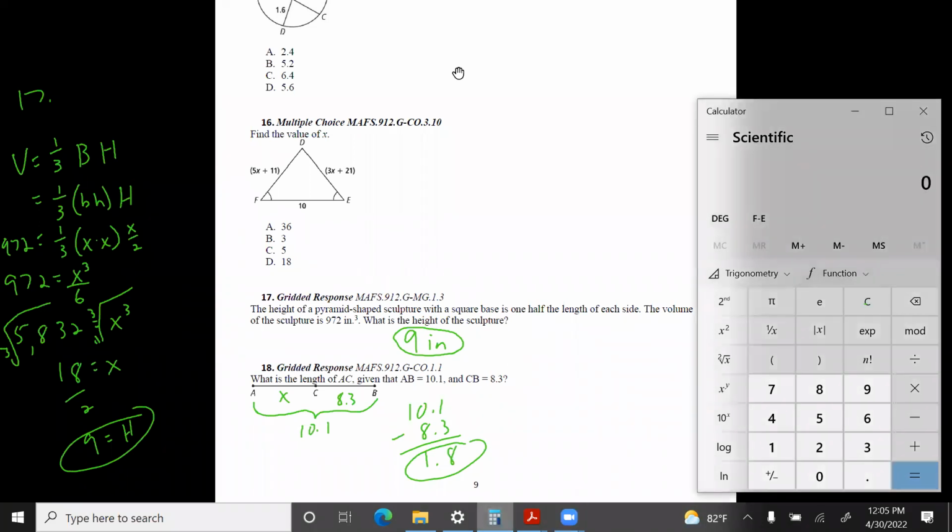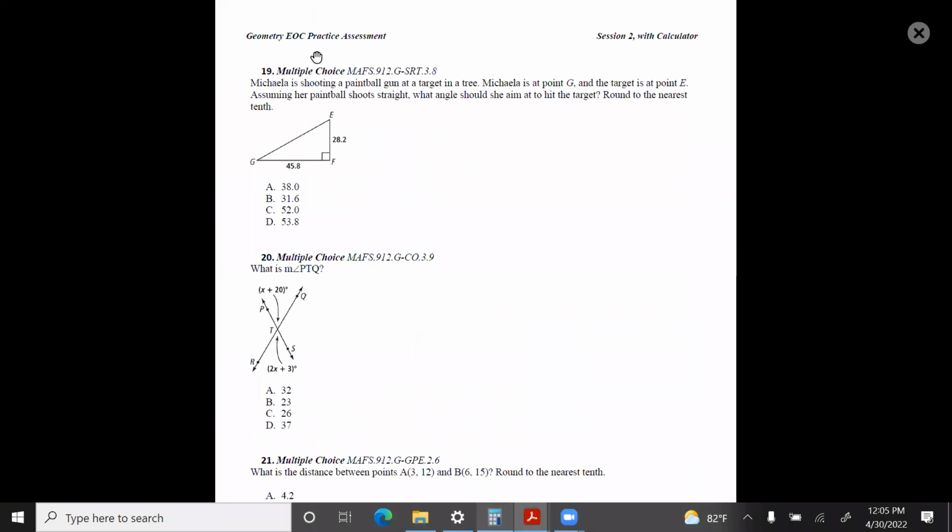All right, so let's clear that off. Let's get to the next page. On 19. Shooting a paintball gun at a target in a tree. She's at G, the target is at E. Assuming her paintball shoots straight, what angle should she aim at to hit her target, rounded to the nearest 10? All right. So on here, they want to know what this angle of elevation is going to be. I'm going to call that X for right now. And we're basing it off of this angle.